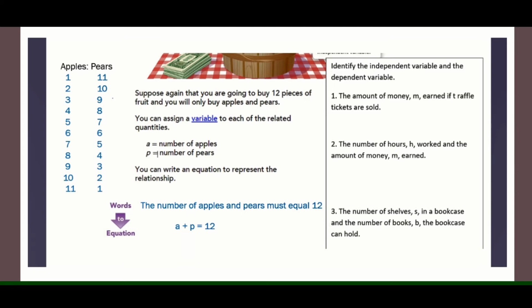All right, now we are off to the right. We want to identify the independent variable and the dependent variable. Number 1: the amount of money M earned if T raffle tickets are sold. If you sell a lot of tickets, you're going to earn more money. If you sell no tickets, you're going to earn no money. So the money that you earned is dependent upon the raffle tickets sold. We can say that the money is dependent because it depends on the number of raffle tickets.